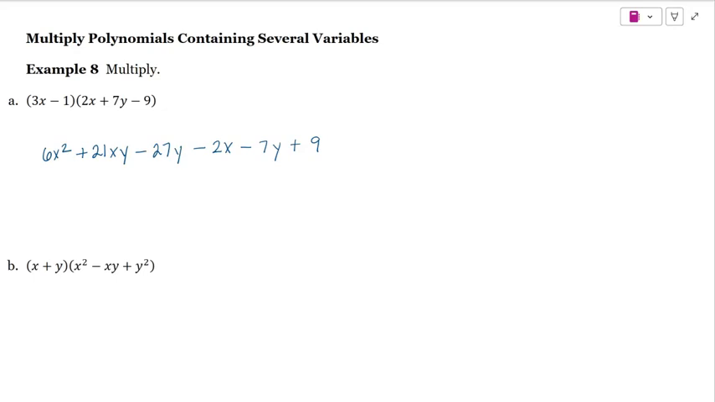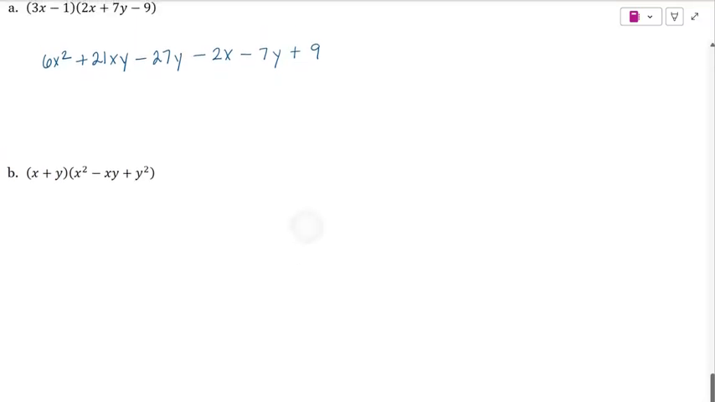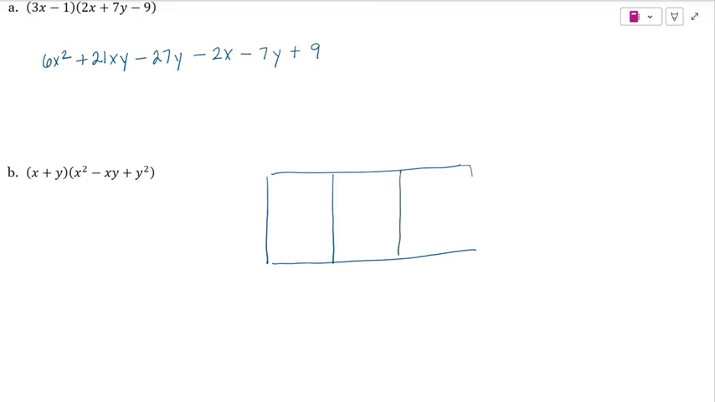The other strategy that we talked about for multiplying was using a box. So let's see if that'll work for example B. I've got 2 items multiplied by 3 items. So let's make a box that's 2 by 3 here. I'll have x plus y, x squared, negative xy, and then y squared.